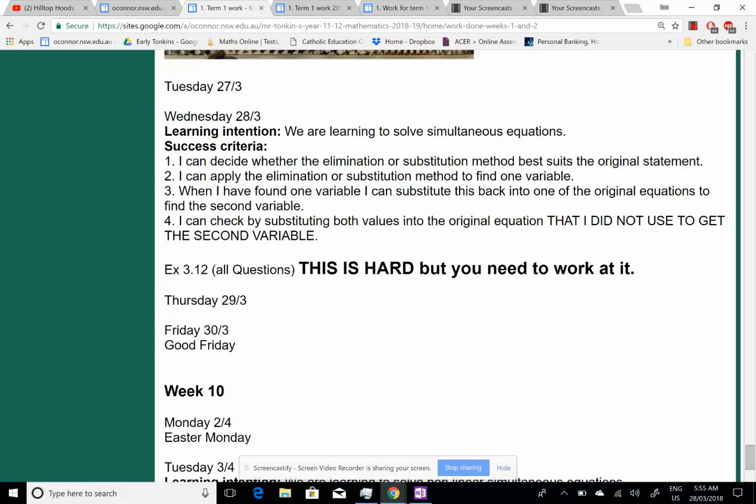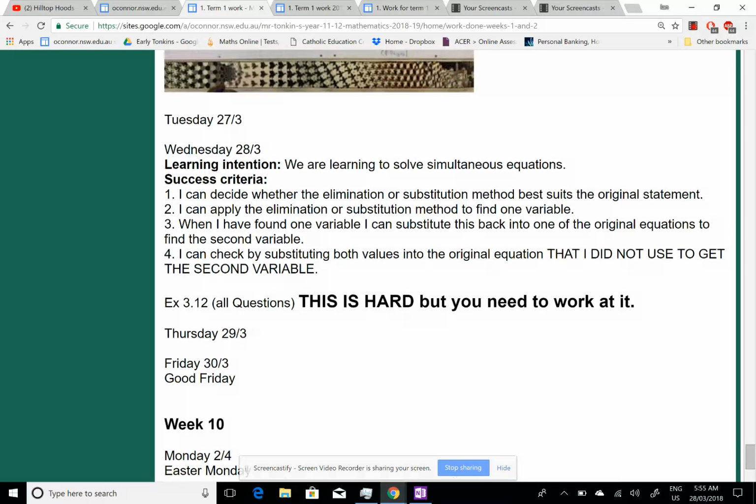So in today's work, the learning intention is to solve simultaneous equations. You can see that there. And I've put 4 steps down in the success criteria so you can see how you're going with it. Now, the first thing you've got to be able to do is decide whether elimination or substitution, these are the 2 methods we're going to do, is going to be the best option for you. Making that choice can make the work either hard or very easy. So it's an important choice to make.